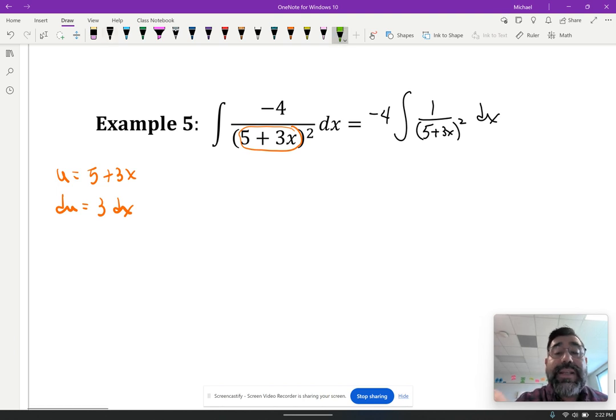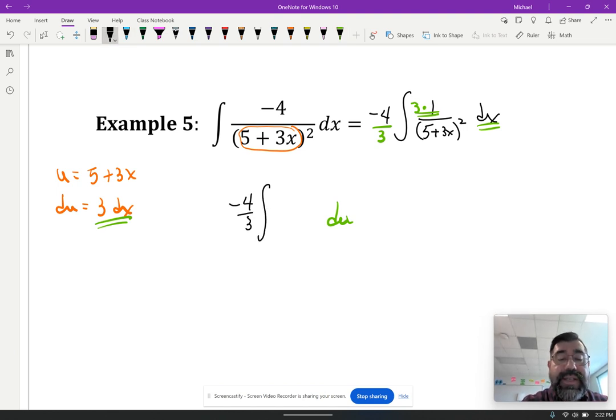Oh, but I need 3 dx. I don't have 3 dx, I have 1 dx. So I can multiply this by 3, but if I multiply by 3, I have to balance it out by dividing by 3. But now I have what I need. And so everything that I double underlined in green, I'm going to replace it with a du. I still have -4 thirds on the outside of the integral. And then here, remember, I replaced this with 1 du, so then I have 1 du. And then on the denominator, I should have u squared.